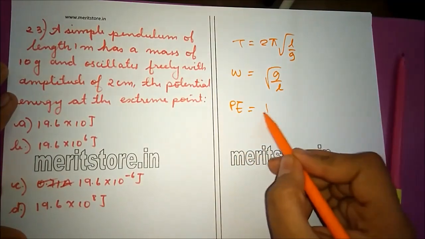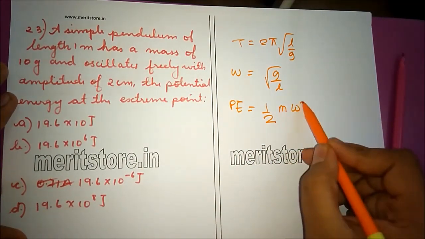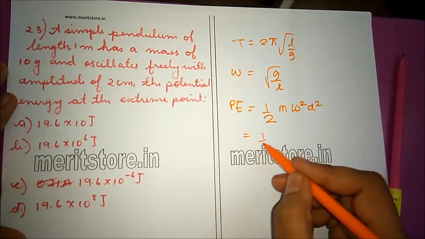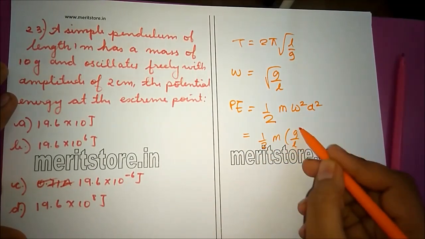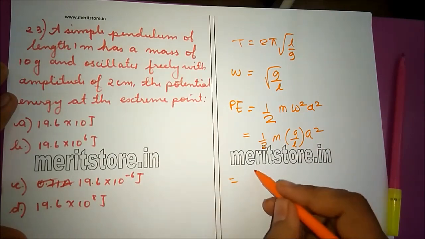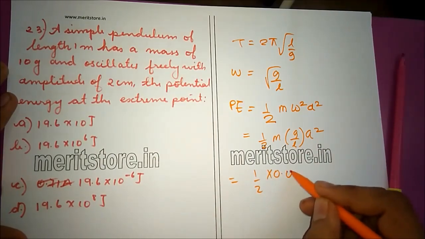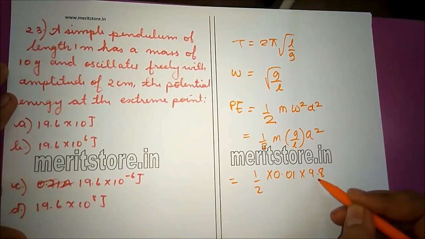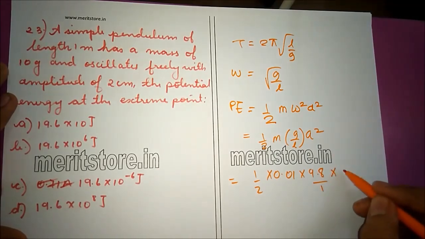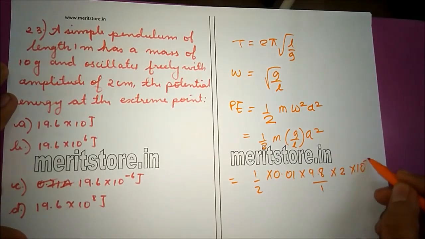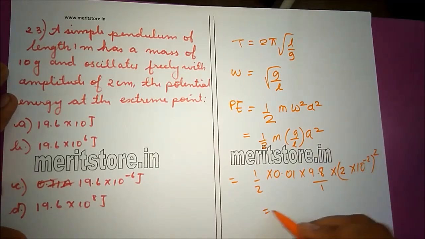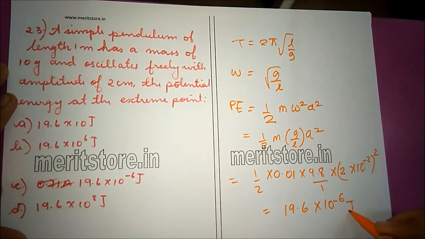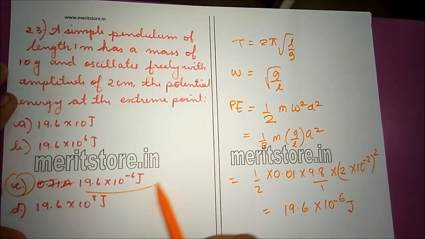Potential energy PE is equal to half m omega square a square, which on solving we get half m g by L into a square. Half into 0.01 into 9.8 upon 1 into (2 into 10 raised to minus 2) square, which on solving we get 19.6 into 10 raised to minus 6 joules. So option C, 19.6 into 10 raised to minus 6 joule, is the correct answer.